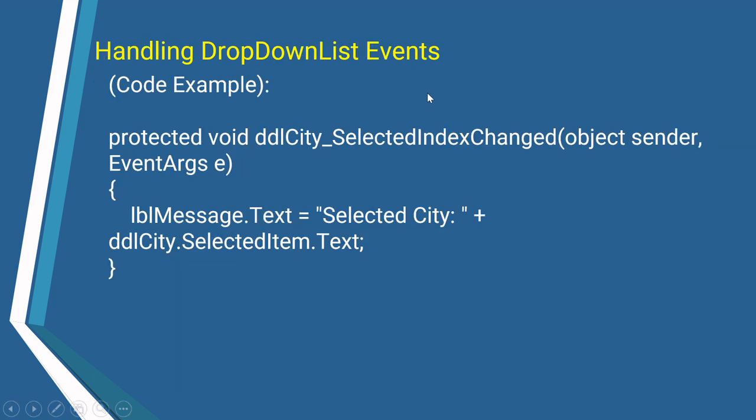When a user selects a city, the selected index changed event fires and you can display or use the selected value anywhere in your page.